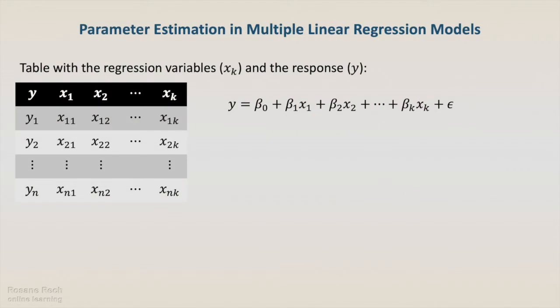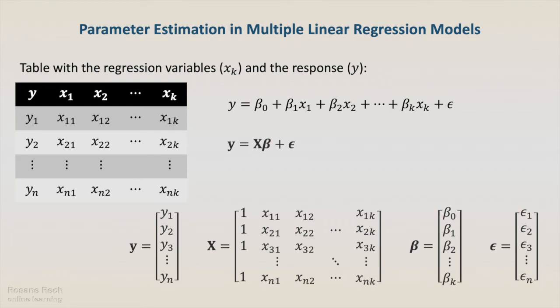The parameter estimation for multiple linear regression models follows the same steps of a simple linear model. Here we have a table with a general response variable y and k regression variables x1, x2, x3 until xk, and the general equation for the multiple regression model. The system can be represented by using matrix notation.